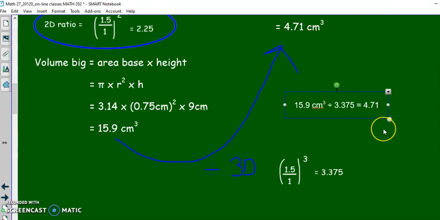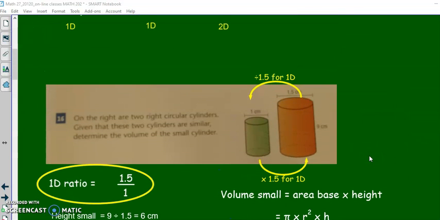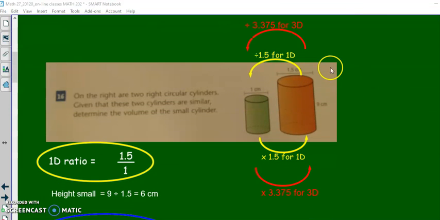Okay, so let's go back up here and look at this right here. If I have the big volume and I want to go to the smaller volume, I divide by 3.375. That's the 3D ratio. If I want to go from the big height to the small height, I divide by 1.5. That's the 1D ratio. And the other way around, if I'm going from the small height to the big height, I multiply by 1.5. If I'm going from the small volume to the big volume, I multiply by the 3D ratio.